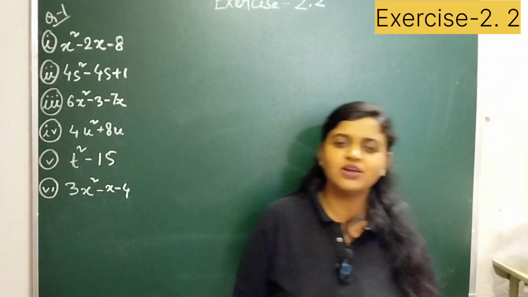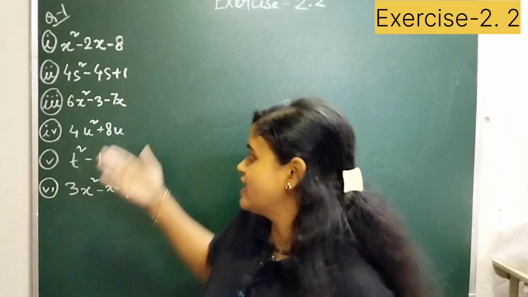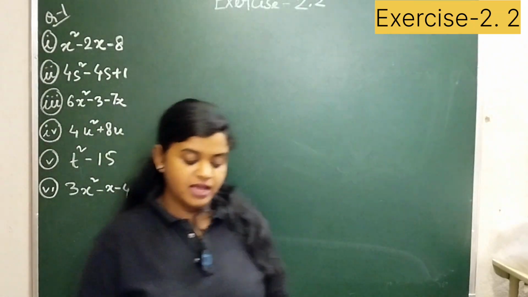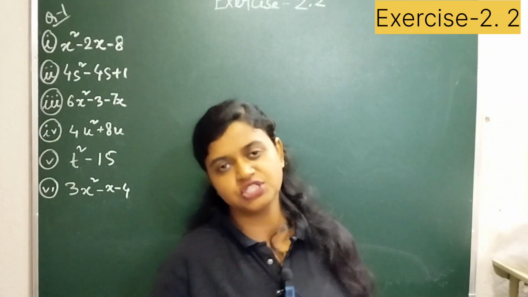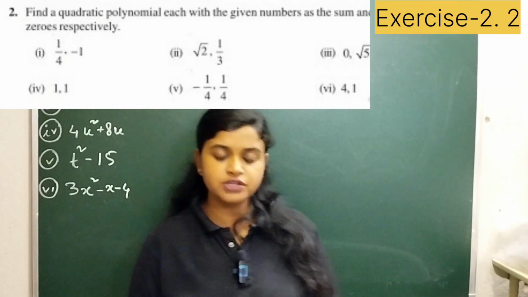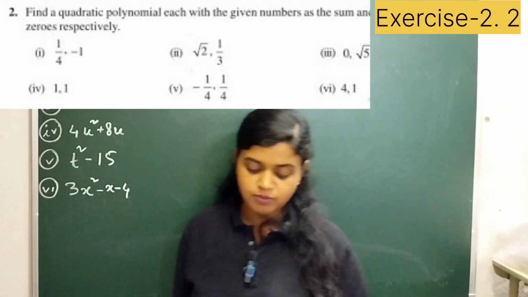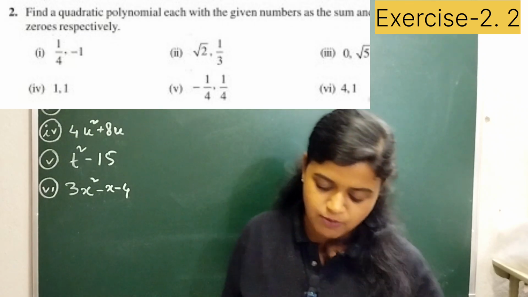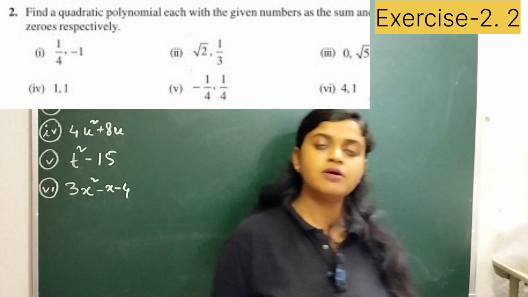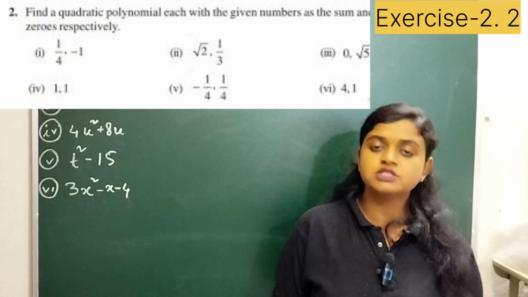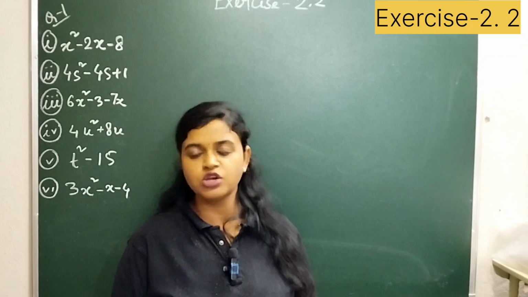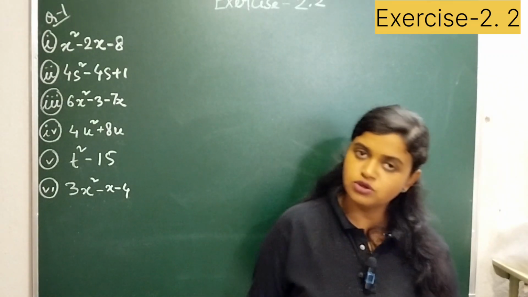So in this session we have discussed all the 6 maths from question number 1. In the next session we will discuss question number 2, that is: find the quadratic polynomial with the given numbers as the sum and the product of its zeros respectively. The sum of the zeros and the product of the zeros is given, and you have to find the quadratic polynomial.